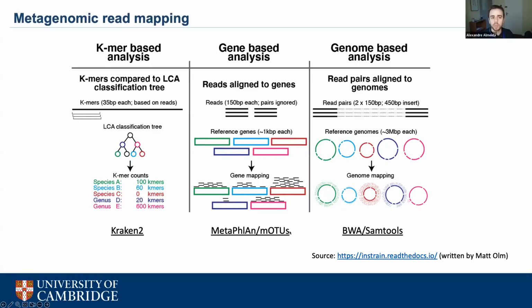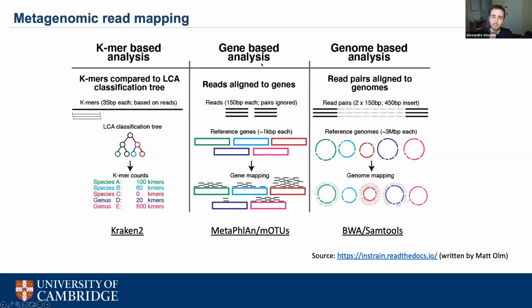But essentially, briefly, reference-based methods can be classified into three types: k-mer-based methods, gene-based methods, and genome-based methods. K-mer-based methods essentially use sequences of length k, usually 35 base pairs, to find exact matches between your sequences and whatever is in your database. Since these sequences are very short, these tools tend to use a classification system using the lowest common ancestor to try to predict what species, genera, or taxa exist in your sample. This is what tools like Kraken2 do.